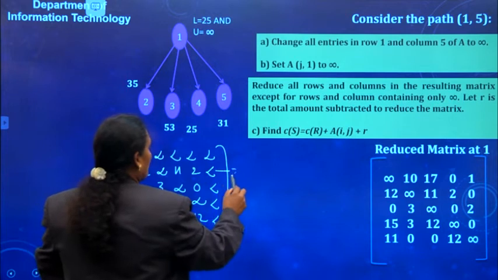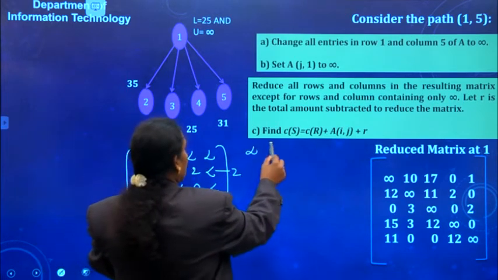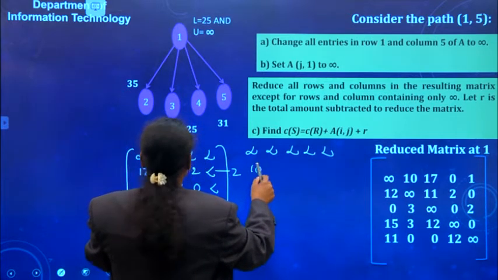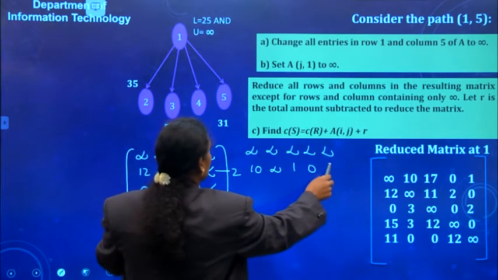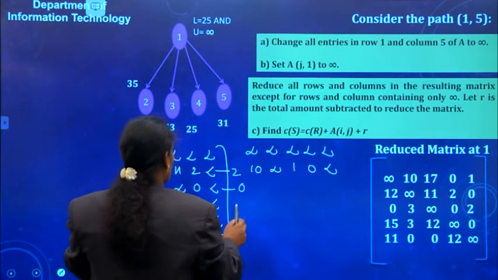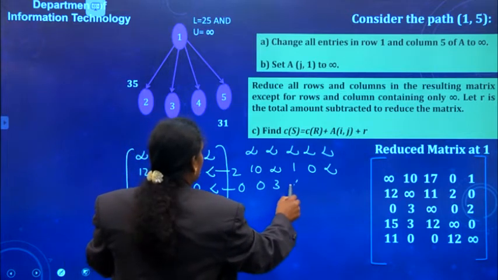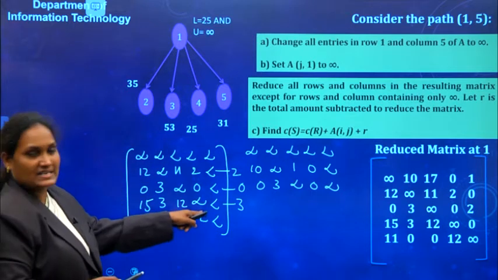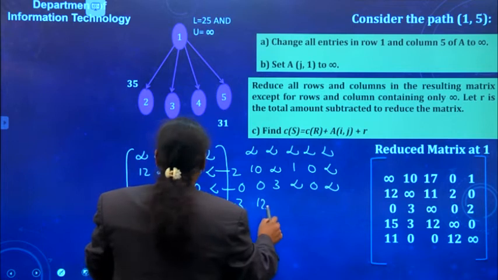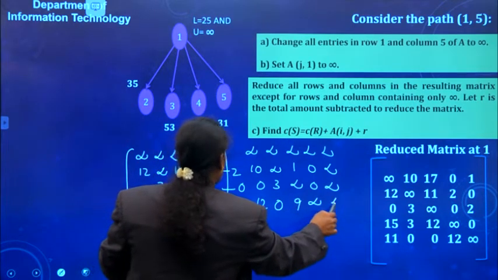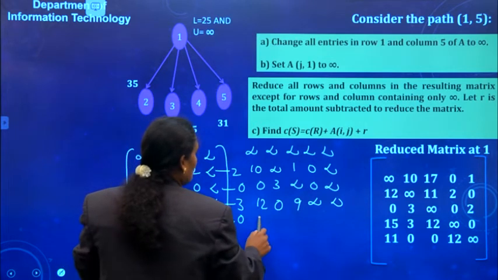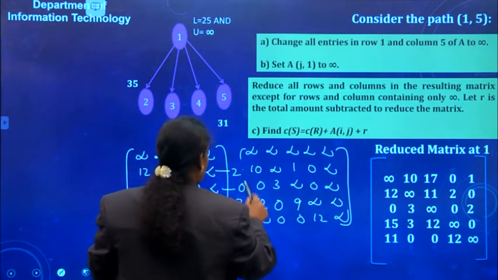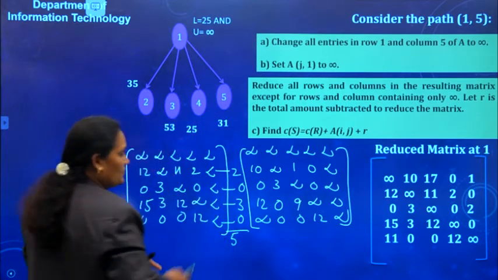Now on this matrix we need to apply row reduction. Let us see the row reduction. Here the minimum entry is 2, so the matrix will be changed. By subtracting 2, I get 10 infinite 1 0 infinite. In this row there is a 0, so the row stays as it is. In this row the minimum entry is 3, so we subtract 3. It becomes 12 0 9 infinite infinite. In this row the minimum entry is 0, so it stays as it is. So this is the row reduced matrix and total row reduction is 5.